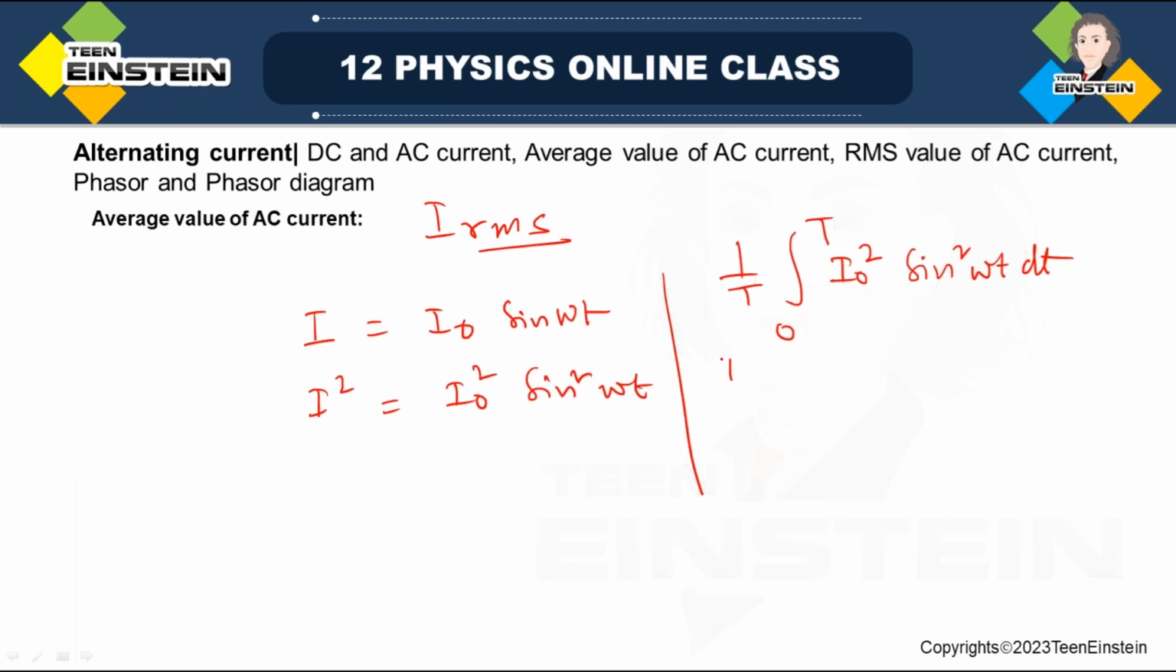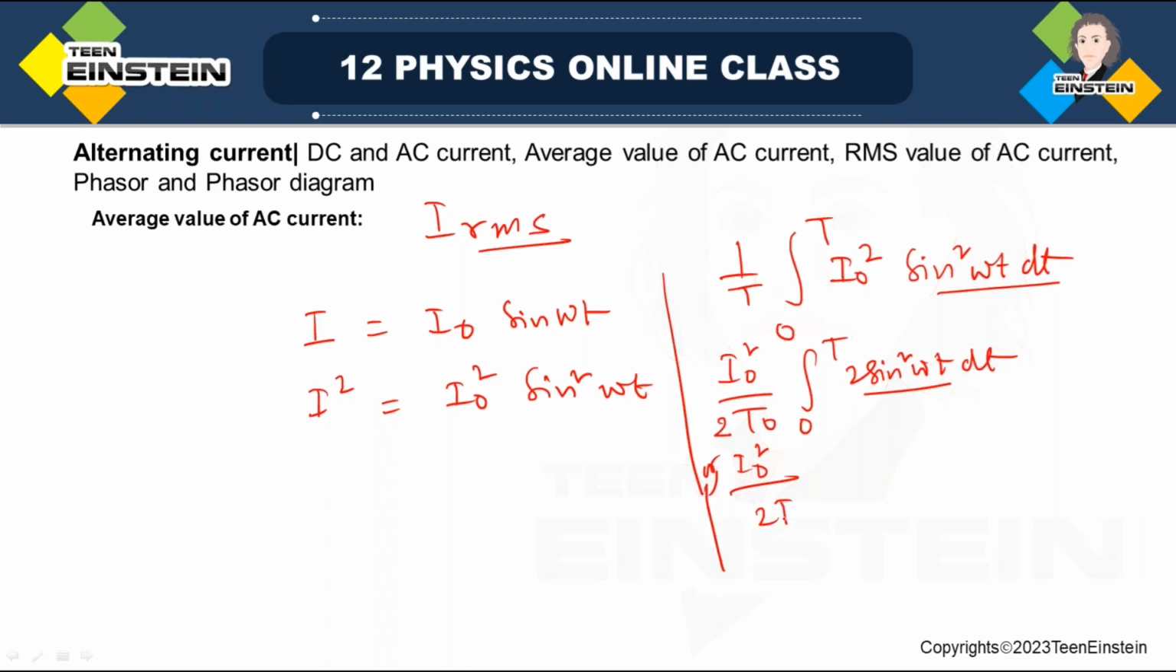Okay, so we get here I0 square by T. So this part we have to do the integration, 0 to T. Let me just multiply 2 in the numerator, 2 sine square omega t dt. So I have to multiply 1 by 2 in the denominator and 1 by 2 in the numerator.